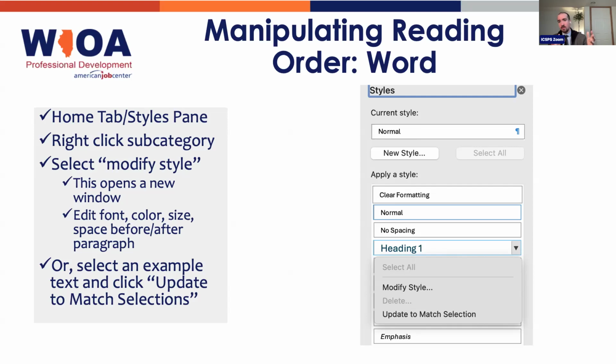The other thing that you can do is you can make your adjustments in the Word document, like say that you want your normal text to be Arial 12, make it Arial 12 black, select that, and then click update to match selection. So if you look at the screenshot that I've got there, it has heading one, and then from the drop down, select all, which is grayed out, modify style, which is how you modify the style, delete, and then update to match selection. Update to match selection is going to make that heading one appear as whatever you have selected in the document. So that's frequently a little easier.